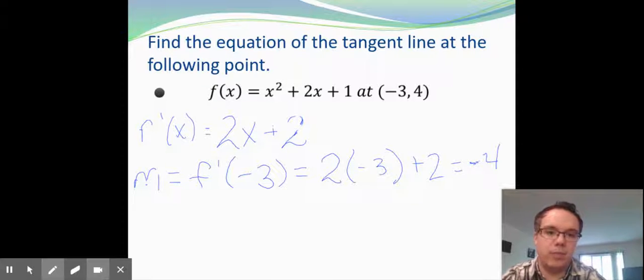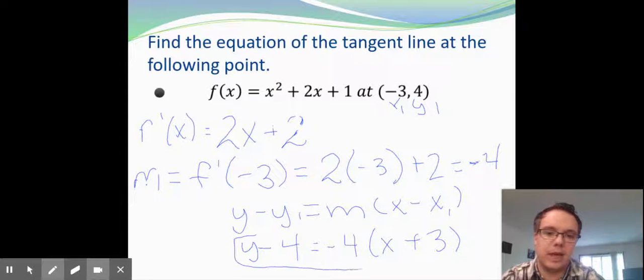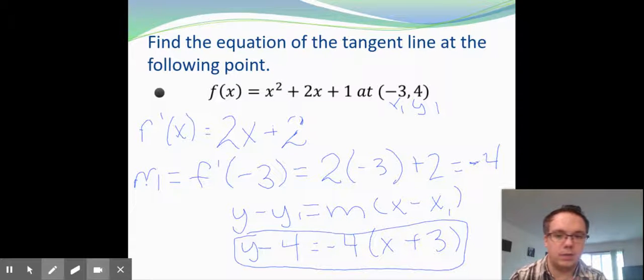We have a point, which gives us an x and a y. So we can write our equation in point-slope form. So we have y minus 4 is going to be equal to our negative 4 times x minus our negative 3, or x plus 3. So that is the equation of our tangent line at negative 3, 4 to that function.